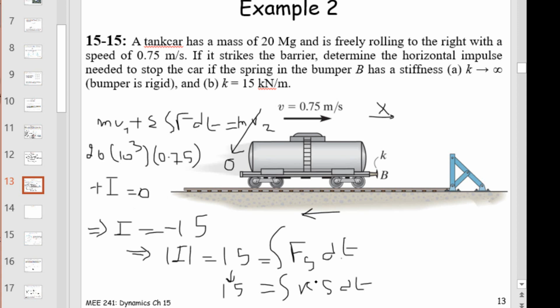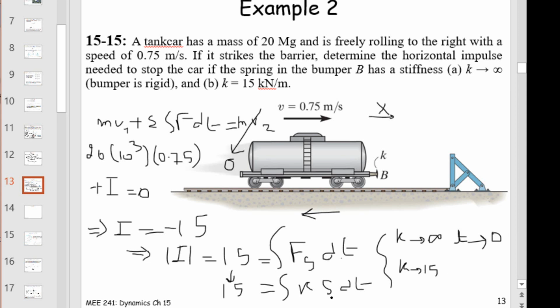Right, now if k goes to infinity, then dt or delta t, the time needed, or the period of time where this impulse occurs, should go to 0. Alright, because in fact it's 15 over a certain number that is going to infinity. So if k goes to infinity, then of course dt or delta t or the time should be going to 0.